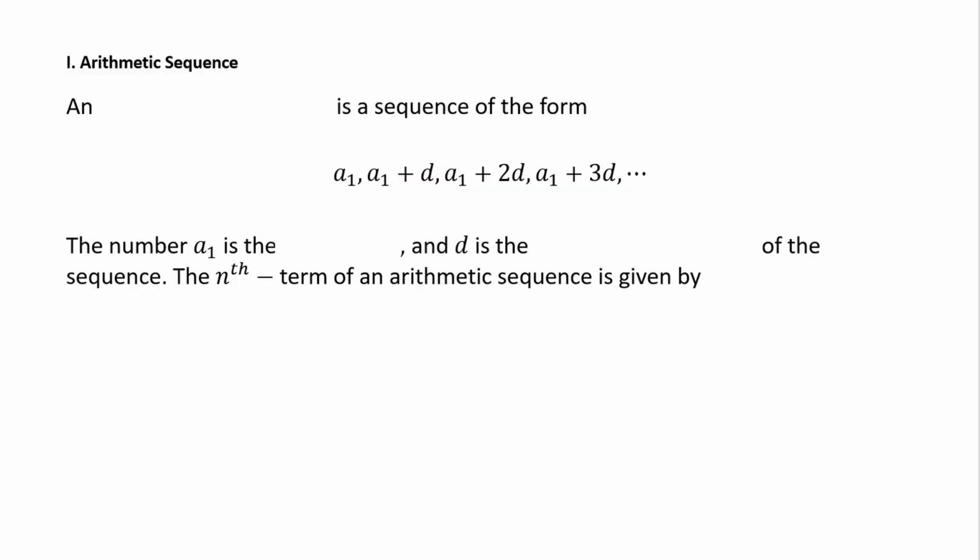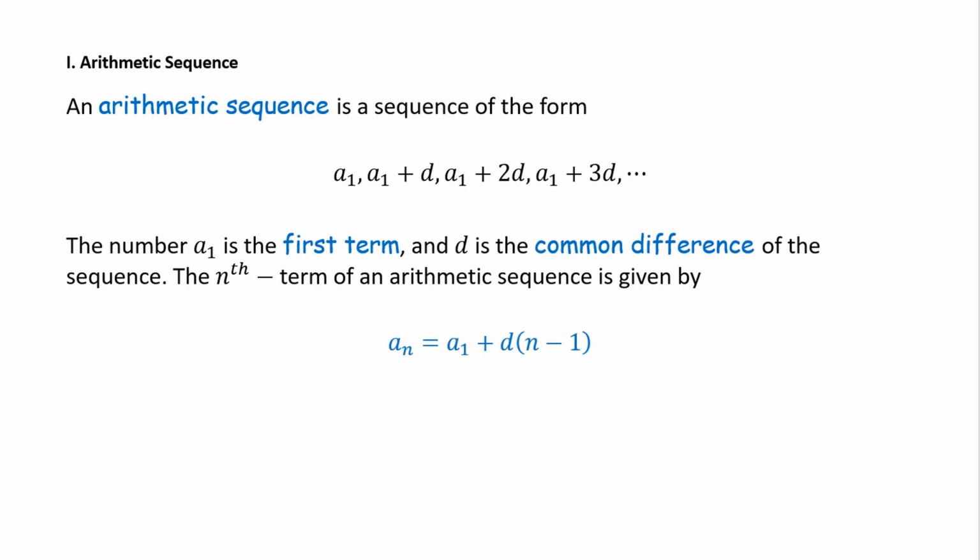Roman numeral 1, Arithmetic Sequence. An arithmetic sequence is a sequence of the form a sub 1, a sub 1 plus d, a sub 1 plus 2d, a sub 1 plus 3d, and so on. The number a sub 1 is the first term and d is the common difference of the sequence. The nth term of an arithmetic sequence is given by a sub n equals a sub 1 plus d times (n minus 1).